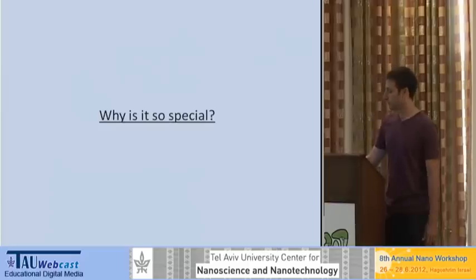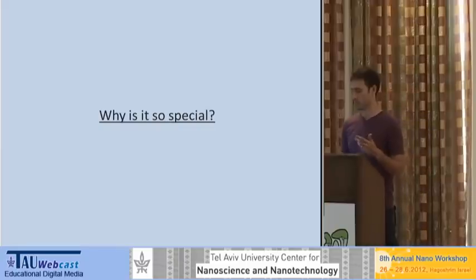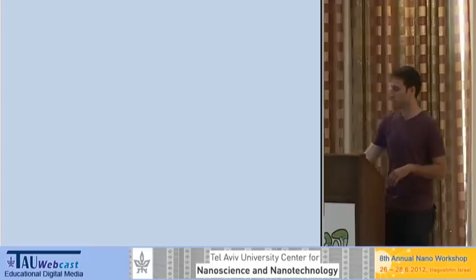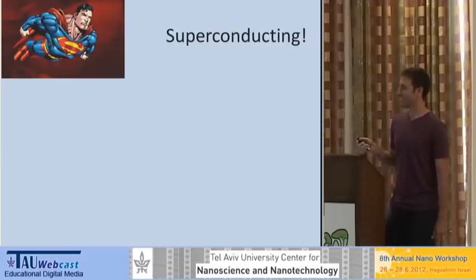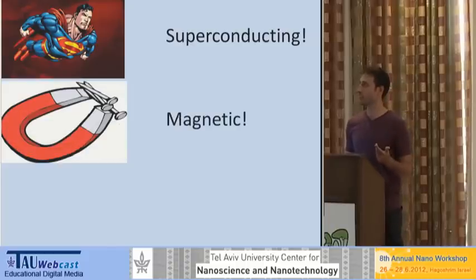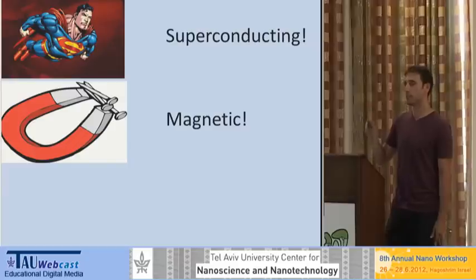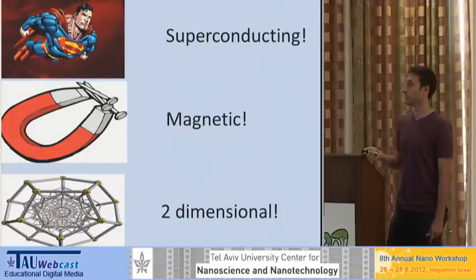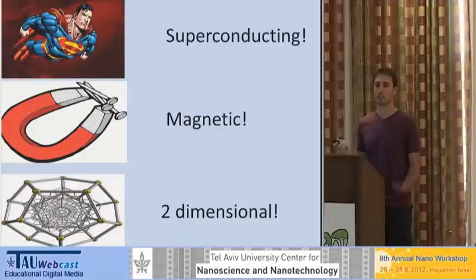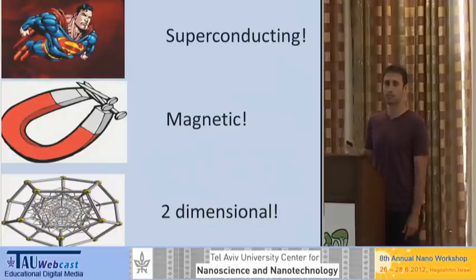And what's so special about this interface that we want to study it? So we took two ceramics. They're not conductors, and they are not magnetic. And we get not only a conductor, we get a superconductor, which is better than a conductor. And they don't have any magnetic qualities, but we get magnetic qualities in the interface, which is highly unusual to get superconduction and magnetism together. And not only that, we get it in a two-dimensional system, which is even more unusual. This is interesting, and we want to study the possibility of the existence of superconductivity and magnetism at the same time in this two-dimensional system.